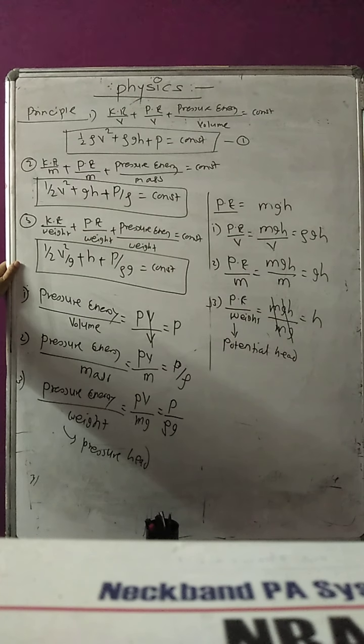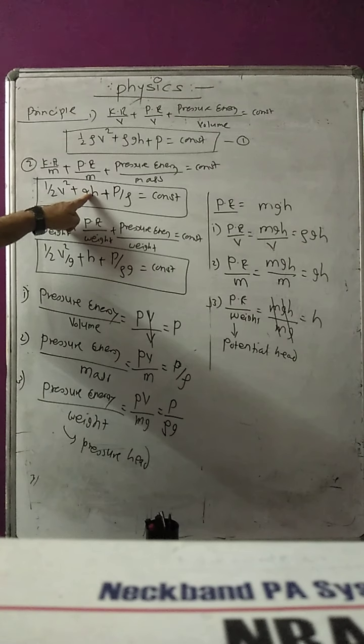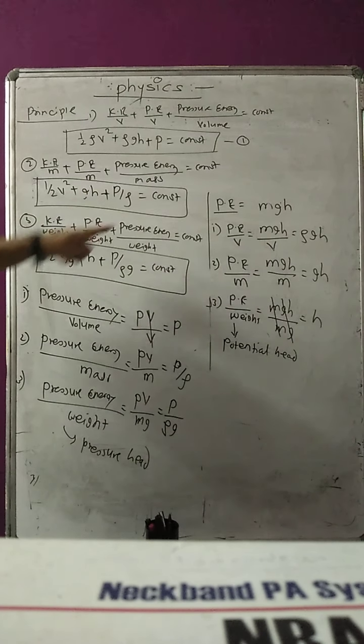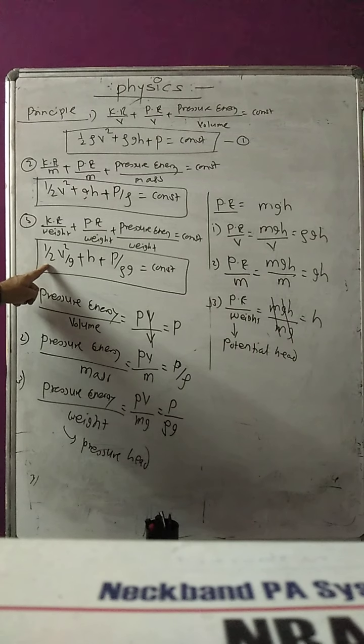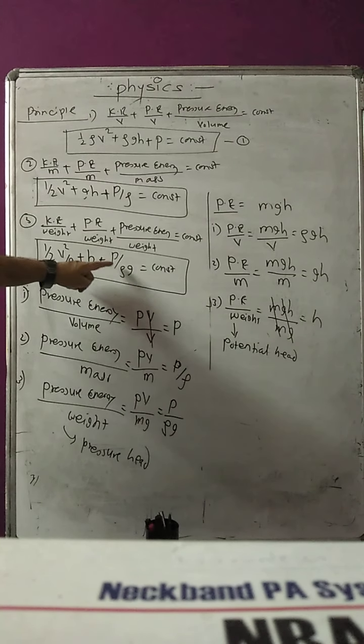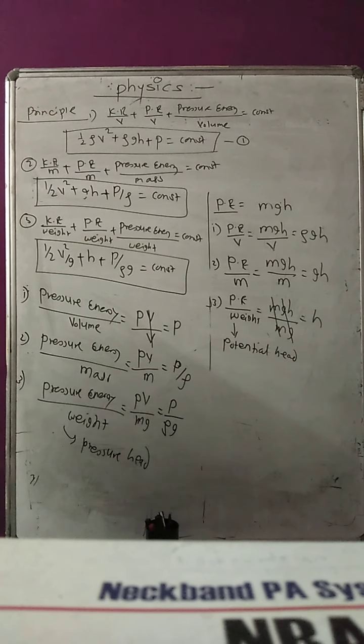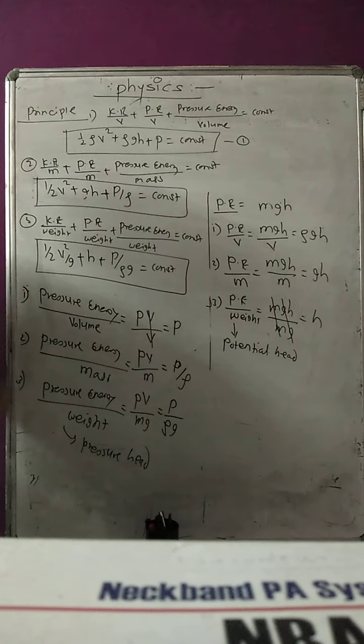Okay, once again, children, what are our three statements of Bernoulli's theorem? Now: P plus 1/2 rho V square plus rho into GH is equal to constant. Second equation, P by rho plus GH plus 1/2 V square is equal to constant. And third, last but not the least, 1/2 V square by G plus H plus P by rho into G will always remain constant. So these are the three statements of Bernoulli's theorem.